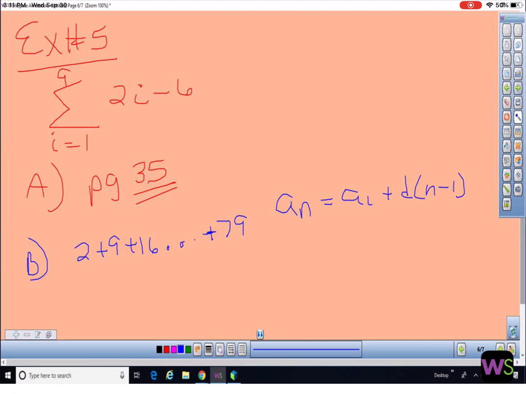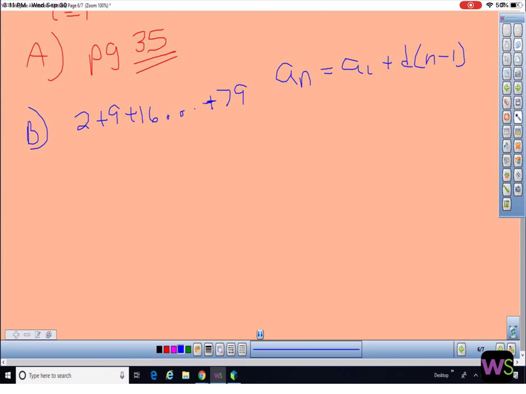So what happens is they give us this. So I have my A of n. Let me go up a little bit. A of n. Oh, I already wrote it down to the side. Okay. So A of n is going to be 79.